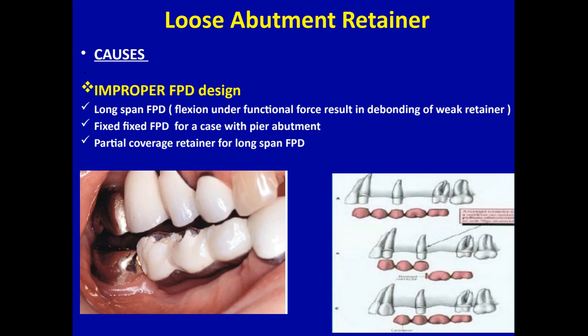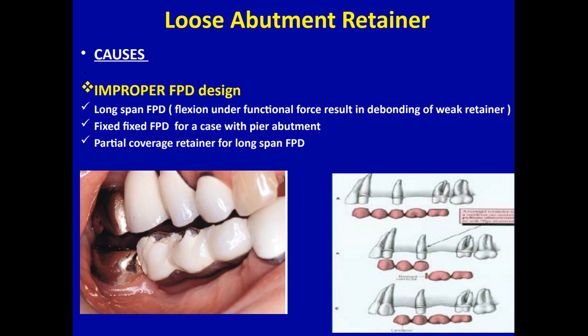The other cause of loose abutment retainer is improper FPD design, such as a long span FPD. The long span FPD, like this 5-unit FPD, replacing the second premolar, two premolars, and first molar. It is a 5-unit long span FPD, which will flex more during mastication, and the flexion of the long span FPD will result in debonding or loosening of the weak retainer.